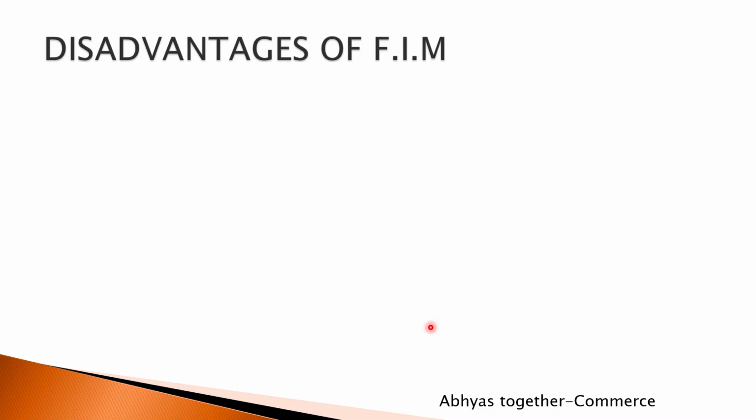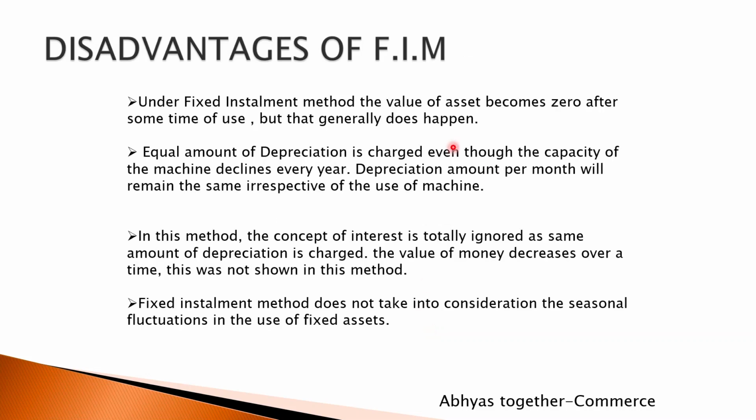And every coin has two sides, and even this method has certain disadvantages too. Under this method, the value of the asset becomes zero after some time of use, but this generally does not happen. Practically, even if the life of the asset is completed, it still works. That means even after the estimated lifetime of an asset is completed, the asset will function. That is completely ignored under this method.